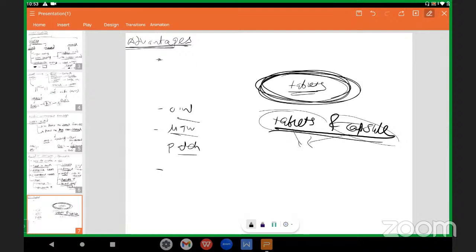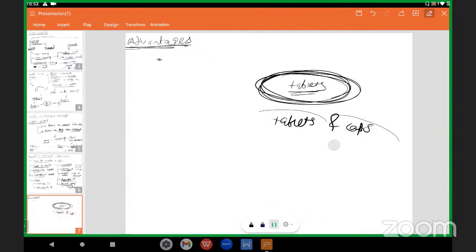What are the advantages that make tablets different from the other things, as compared to liquids or ointments and patches, all the formulations? Why are we majorly going with tablets? Why do you see the tablet formulation most in the market? Any idea what the major advantage is?